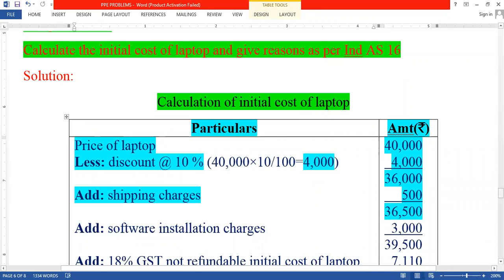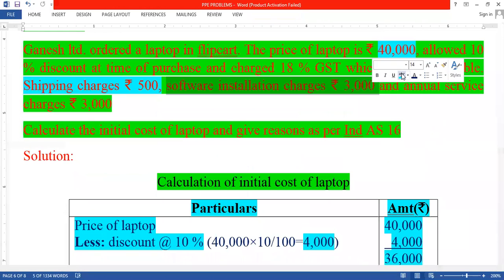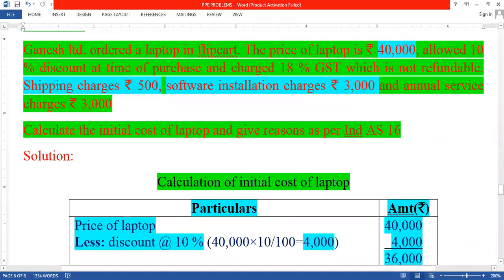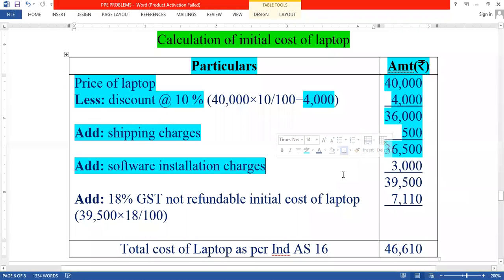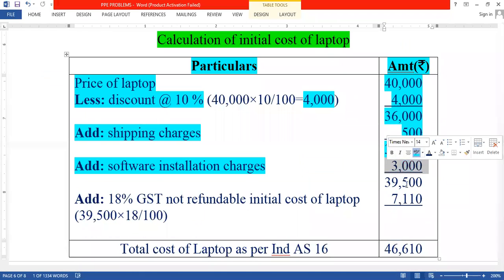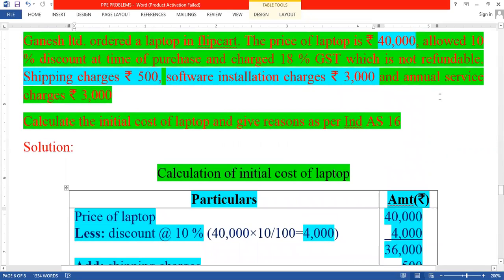After this, the next point is software installation charges. Software installation charges are 3,000. You should add these software installation charges also. When we are adding the 3,000, how much do we get? 39,500. After this, the next one is annual service charges.